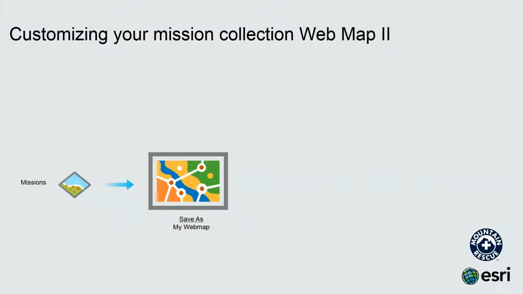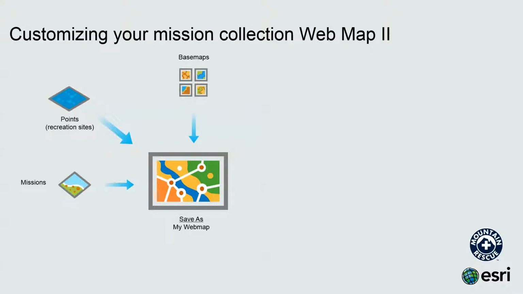That map that we saved still has our mission data being fed into it, and we changed the base map in there from a regular map to a USGS topographical map. What we can do now is add our additional data that we've harvested from various sources.